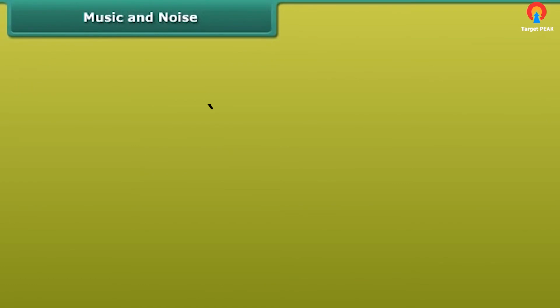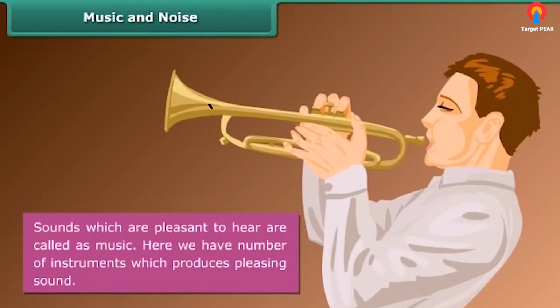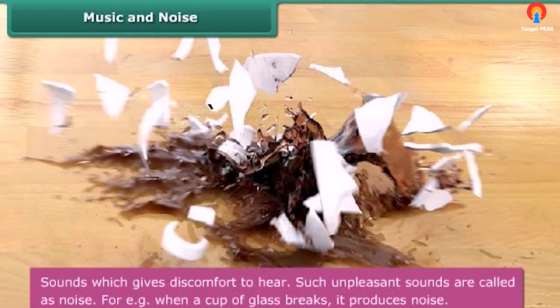Music and noise. Sounds which are pleasant to hear are called music. Here we have a number of instruments which produce pleasing sound. Noise. Sounds which give discomfort to hear. Such unpleasant sounds are called noise. For example, when a cup or glass breaks, it produces noise.